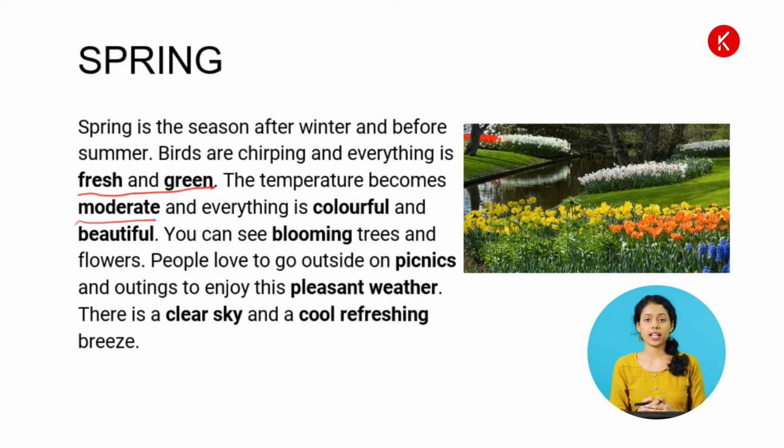Now what do I mean by moderate? Moderate means not hot or cold. It is the perfect climate. You can see blooming trees and flowers. Blooming is when a small bud turns into a flower. So a flower blooms and becomes a flower. People love to go outside on picnics and outings to enjoy this pleasant weather. There is a clear sky and a cool, refreshing breeze. So the spring season is a very pleasant season.